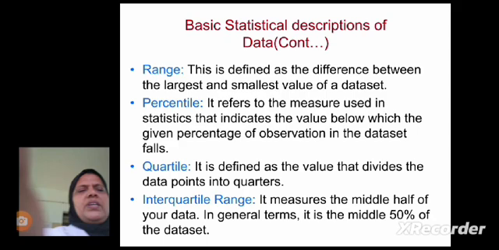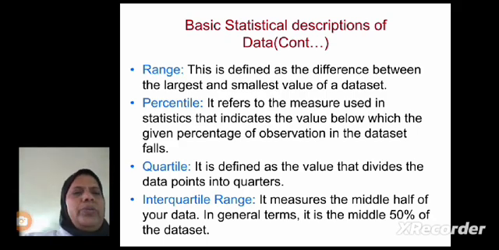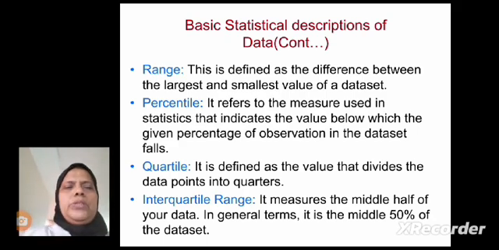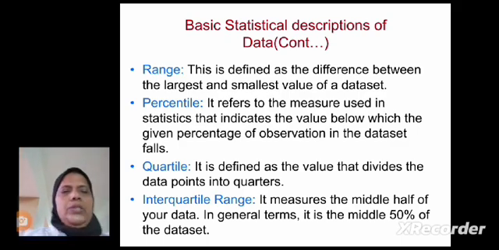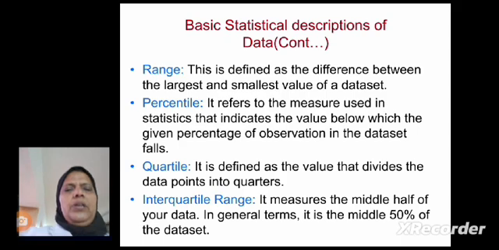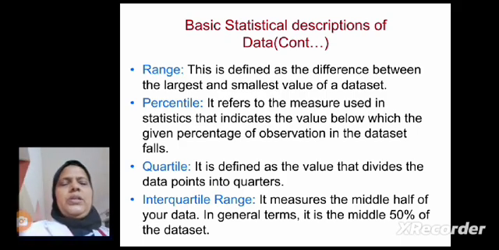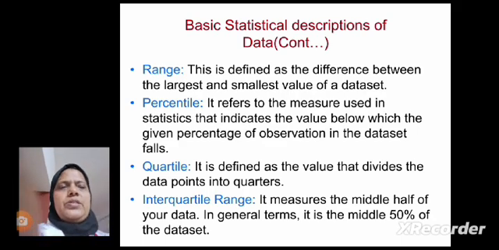Quartile is defined as the value that divides the data points into quarters. Then the last one is the interquartile range. It measures the middle half of your data. In general terms, it is the middle 50% of the data set.